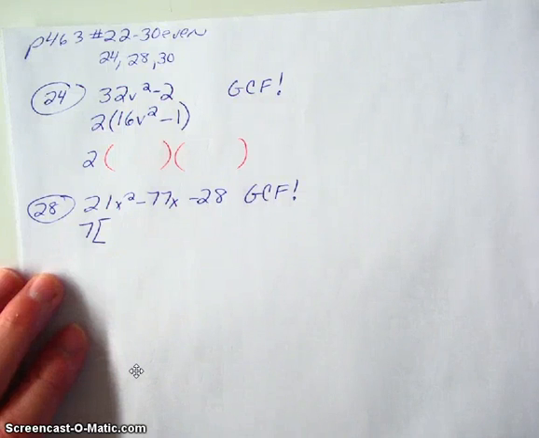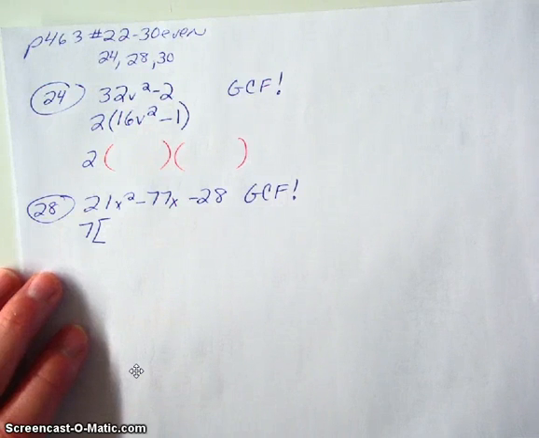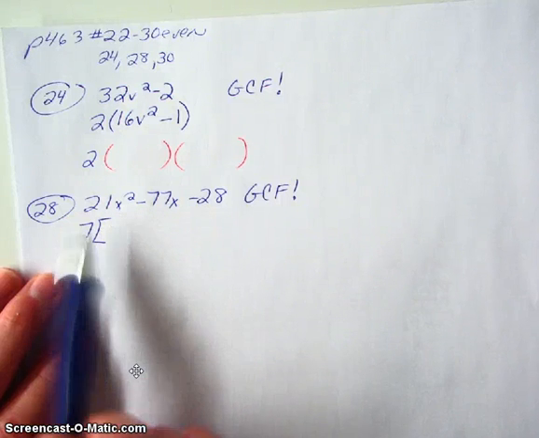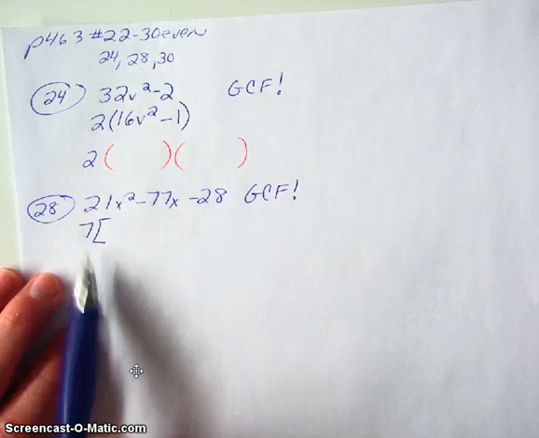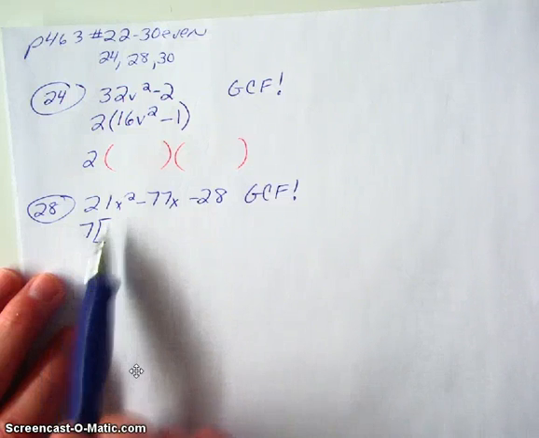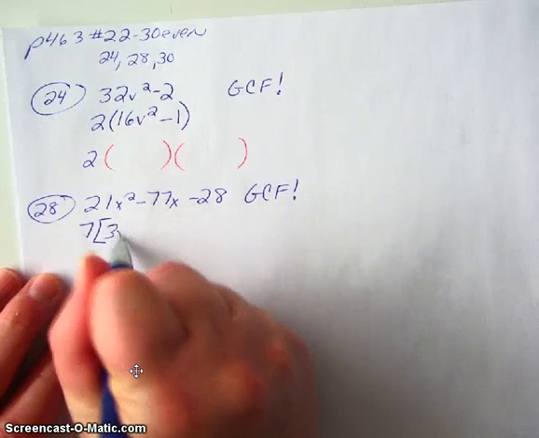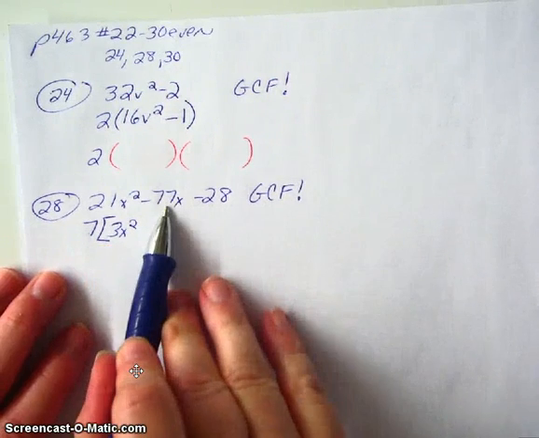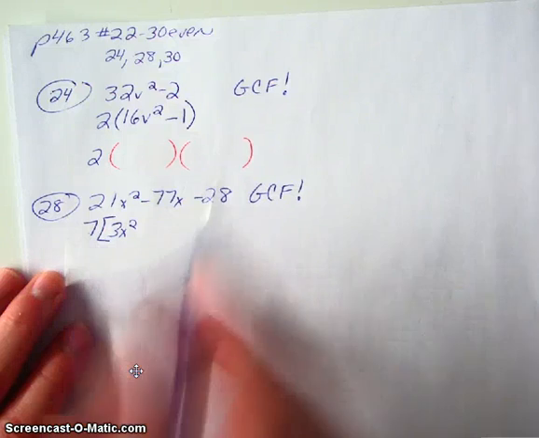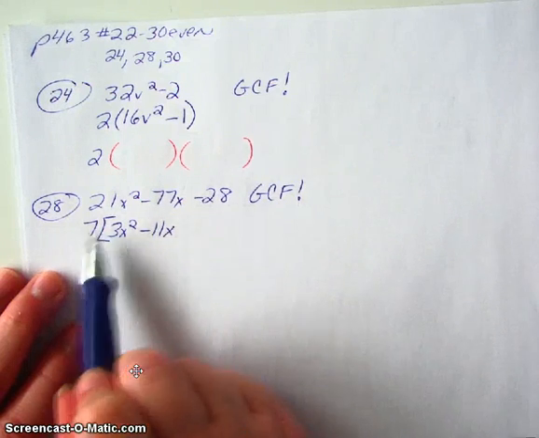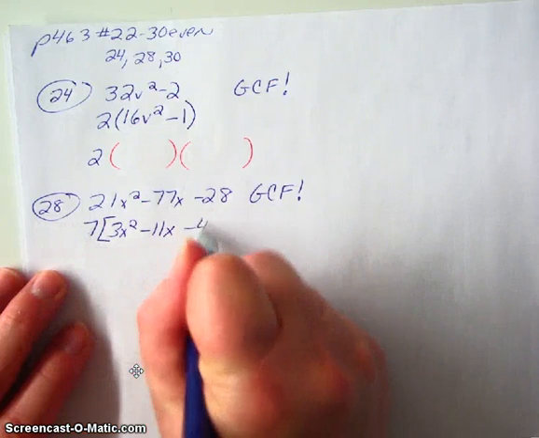Okay. I am going to make these brackets square right now because for these problems where you're going to have to do GCF and hard AC, you're going to have multiple parentheses. So this kind of helps distinguish a little bit. All right, 21x to the second divided by 7 is 3x to the second. Negative 77x divided by 7 is negative 11x. Negative 28 divided by 7 is negative 4.